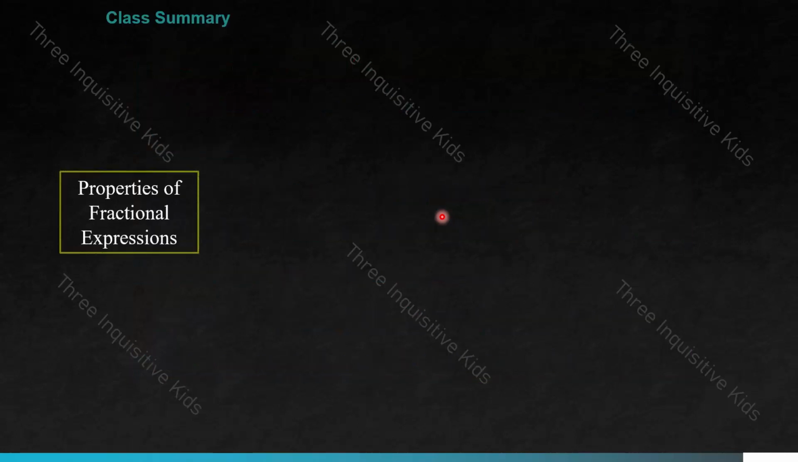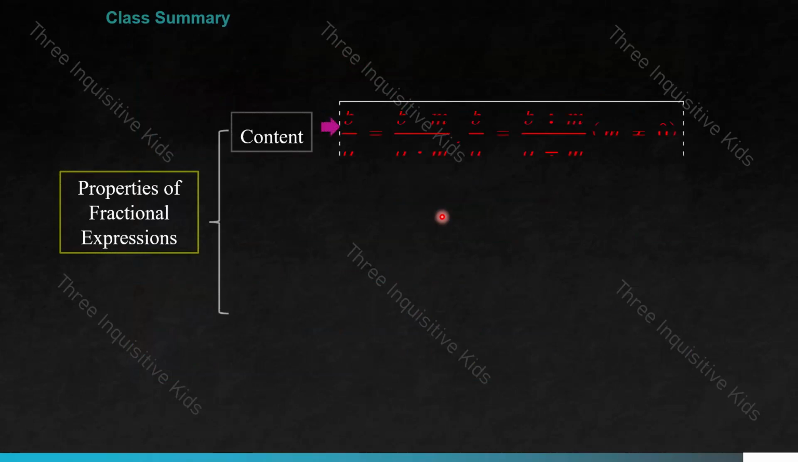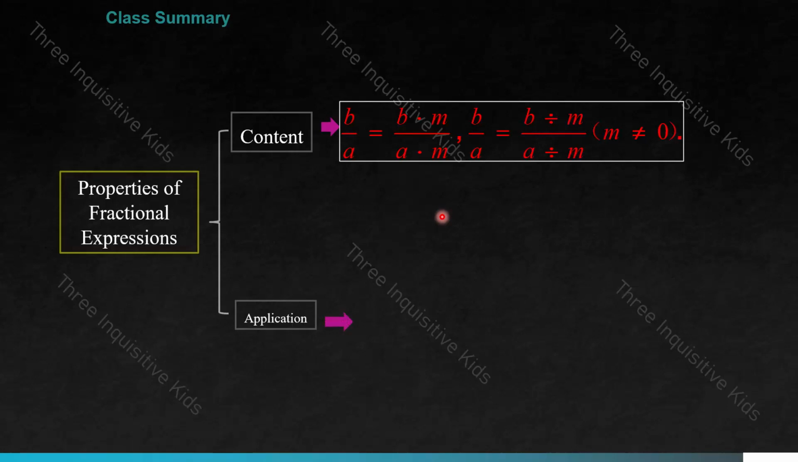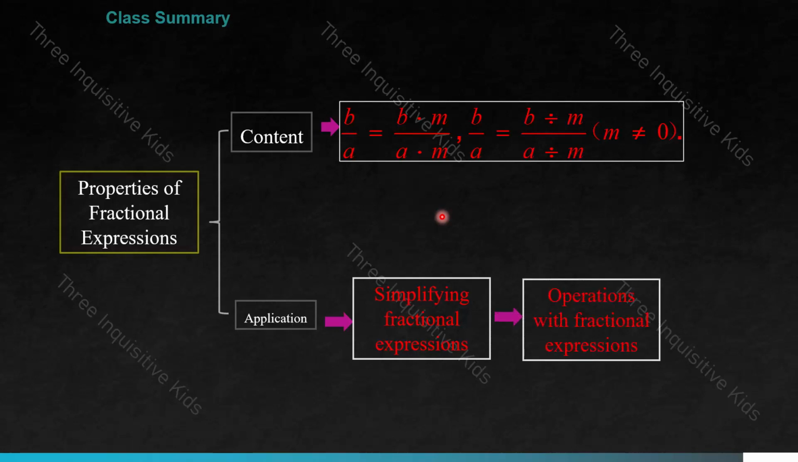Class summary. Today we learned all about the properties of fractional expressions. B over A is equal to B times M over A times M. B over A is also equal to B divided by M over A divided by M, where M is not equal to 0. Here's its application. The properties of fractional expressions can be used when simplifying fractional expressions and when we are performing operations with fractional expressions, which we will be getting to in our next video.